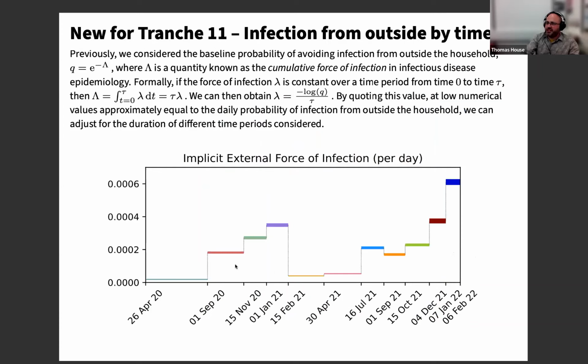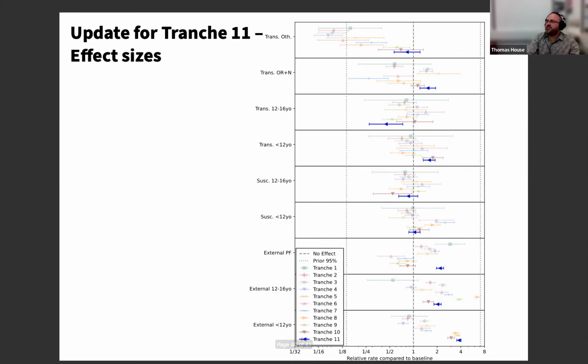And then this is turning that variable length of time into a force of infection, sort of, you know, what would be the implicit constant force of infection. Although the model doesn't assume a constant force of infection, it assumes a cumulative force. It gives you a cumulative force of infection. So you could draw any curve you wanted here, provided it had the area of the rectangle underneath it. And these are the effect sizes.